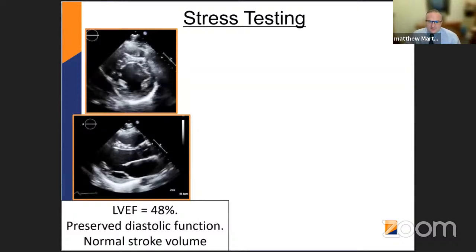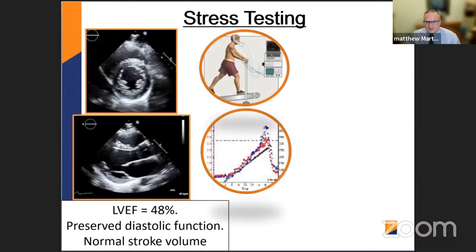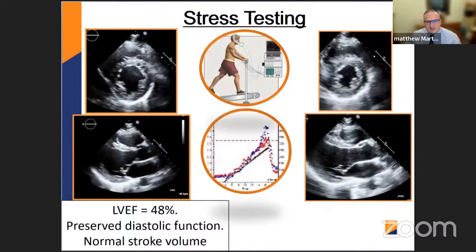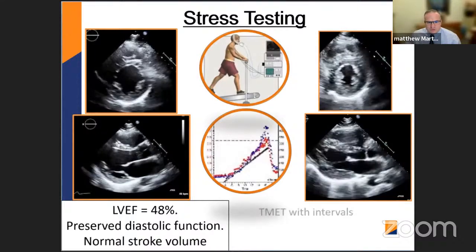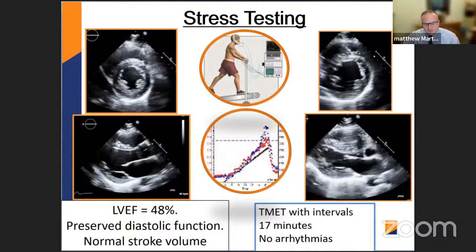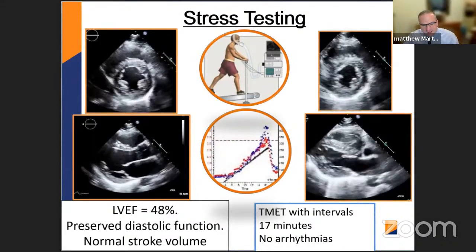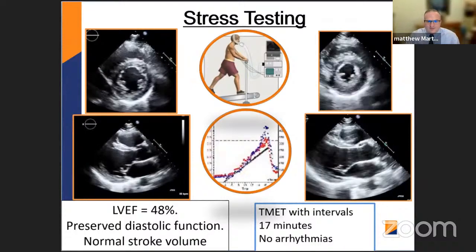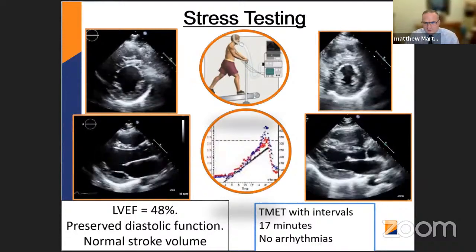I needed something to tell me that they were truly at lower risk, and I put them on a treadmill. So we CPET'd them. We looked at their O2 pulse. We wanted to see what their functional capacity was, and we did an echo post, and we found, with intervals, a high VO2, 17 minutes on the treadmill, no arrhythmias, and normal augmentation of the ventricle.